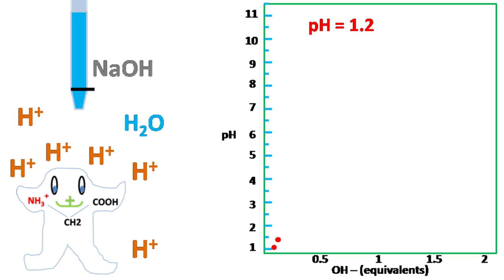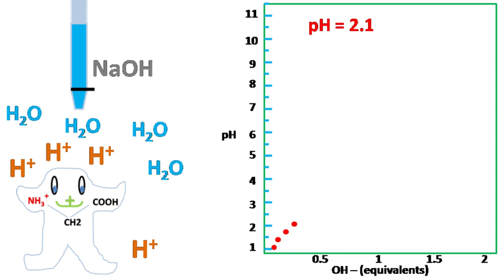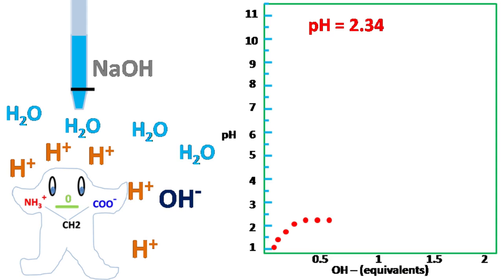As we add NaOH, the hydroxyl ions are neutralized by H+ ions, and so the pH of the solution starts increasing. At pH 2.34, the carboxyl group of glycine donates its H+ ion. As a result of this donation of H+ ion by the carboxyl group of glycine, the NaOH gets neutralized.